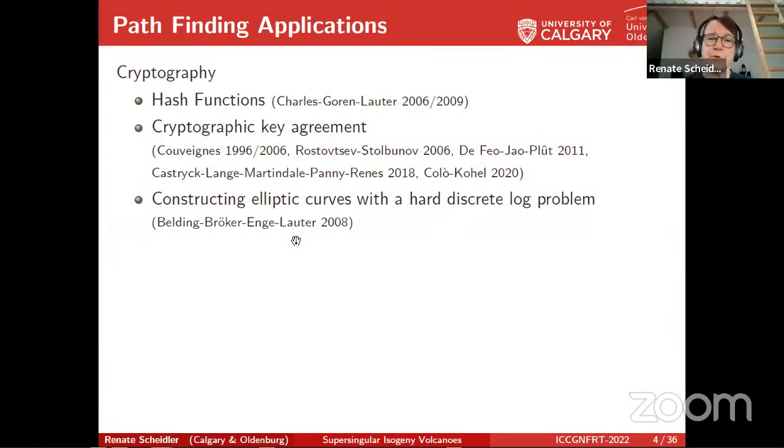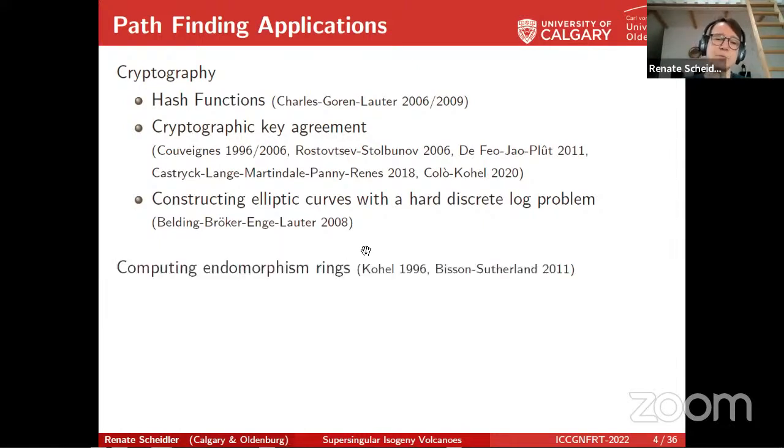Before we talk more about the problem, let me talk about why we want to be interested. This problem has many, many applications. One application is cryptography. There's a hash function that uses it. There's cryptographic key exchange that uses it. There's the so-called CM method that is used to construct cryptographically secure elliptic curves. So there are many applications in cryptography.